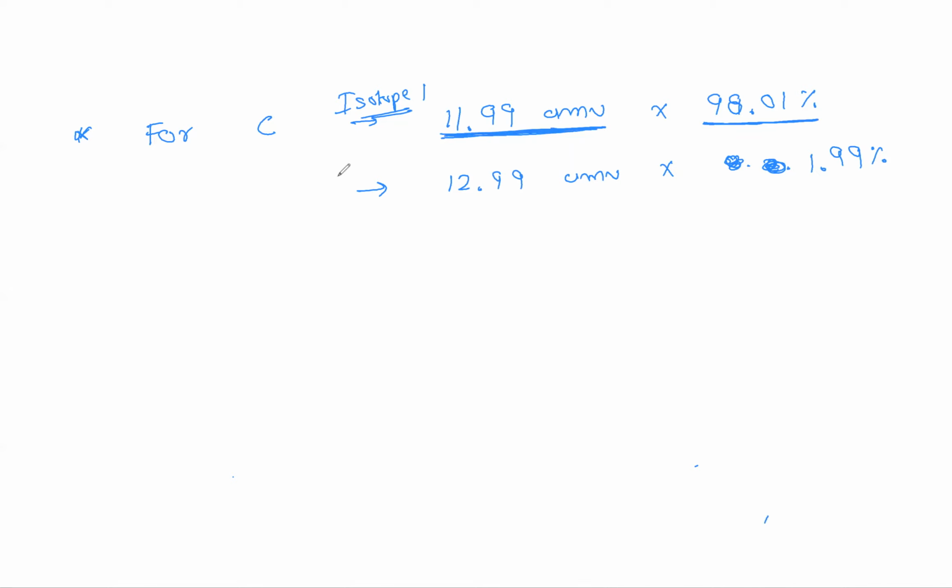All right, and there is another isotope which has a mass of 12.99 AMU, and out of 100 particles of carbon, you found out it has 1.99 of them, right? So out of 100, there is basically 1.99% of isotope 2. Does it make sense? Do you understand the question? There is no question about it, but do you understand the information, I would say?